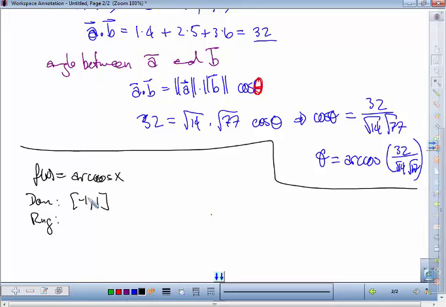let's talk about the domain first. Your deduction is pretty good. The idea is that you can only put in numbers between -1 and 1. So when you calculate 32 divided by root 14 over root 77, you should get a number between -1 and 1, because if you don't, then something's wrong. Right, so that's an important part in this business that we're dealing with.